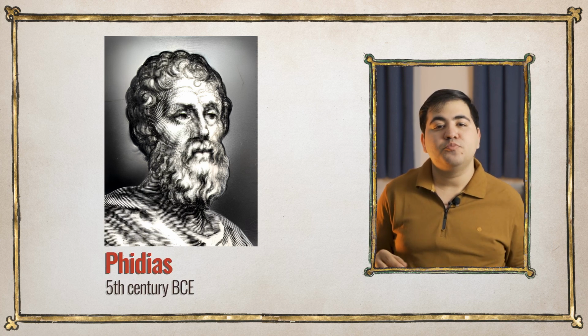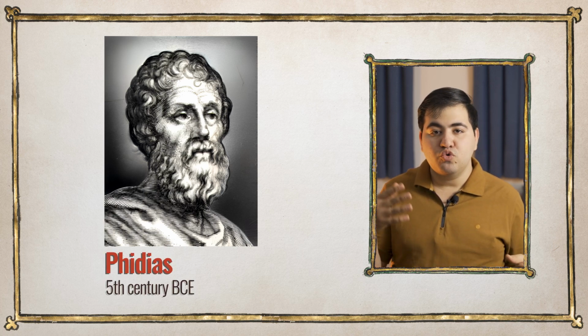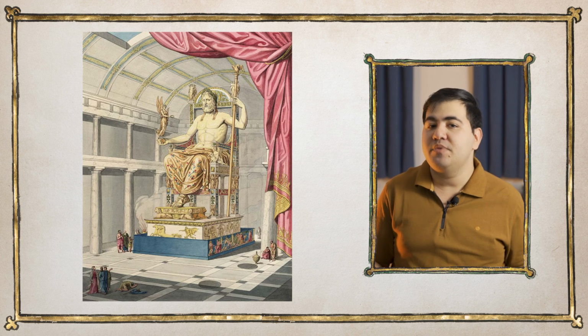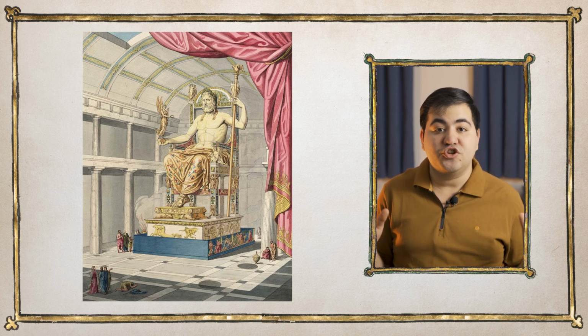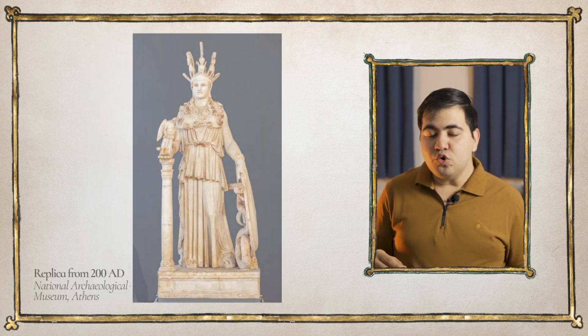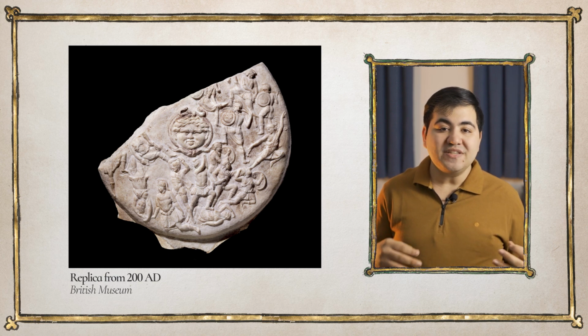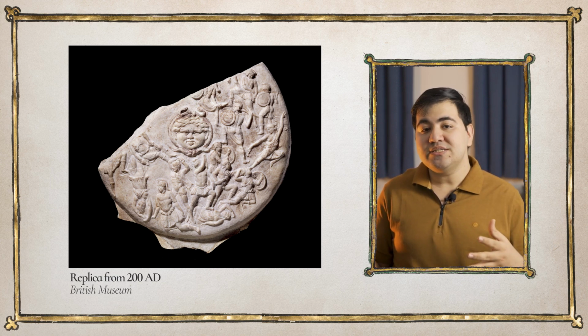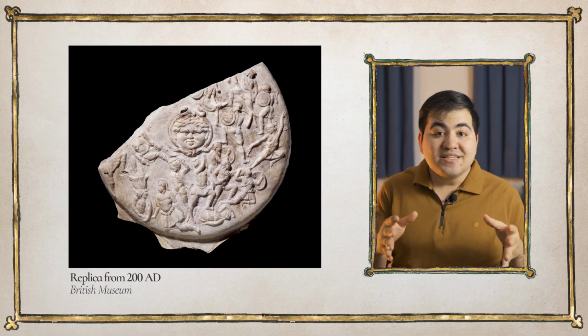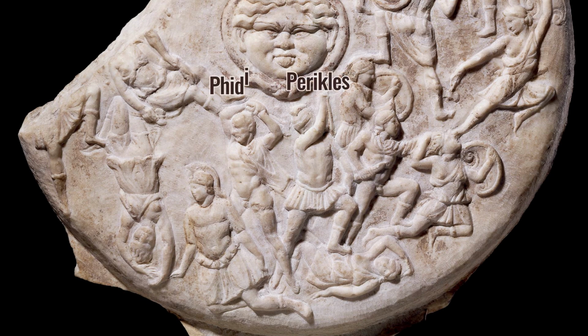Phidias is the top sculptor of ancient Greece. He was the guy who built the statue of Zeus in Olympia that was one of the 7 wonders of the ancient world. Based on the story, Phidias was supposed to make a statue of the goddess Athena. On Athena's shield, he carved a scene of a battle between the Greeks and the Amazonians. And it seems that in this grand battle, he has put himself back to back with the leader of Athens, Pericles. And that didn't go well with the enemies of Pericles.